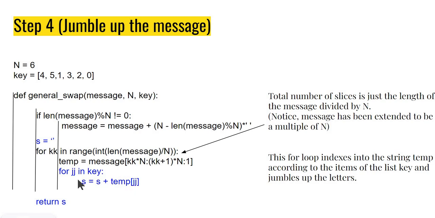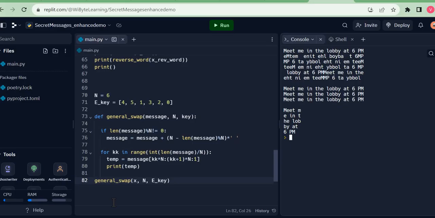So think about it. What will happen here? When I first start, my temp is the very first slice. I'm going to put temp 4, then temp 5, then temp 1, then temp 3, temp 2, temp 0. In other words, I would have jumbled up that specific block. Then I go to the next temp and so on and so forth. And that's how this thing works. And eventually I'll just return my s. So let's just see this in code.